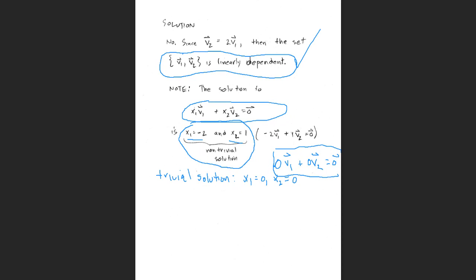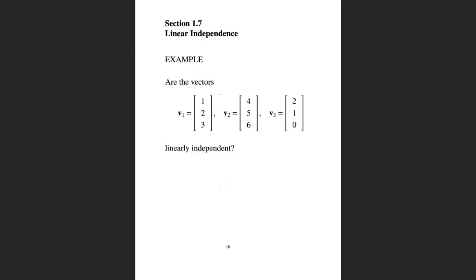Okay. All right. Well, let's look at another example. Let's take an example where we have three vectors, v1, v2, and v3, all in R3. And I want to know if those vectors are linearly independent. Let me give you a moment to copy the example down.